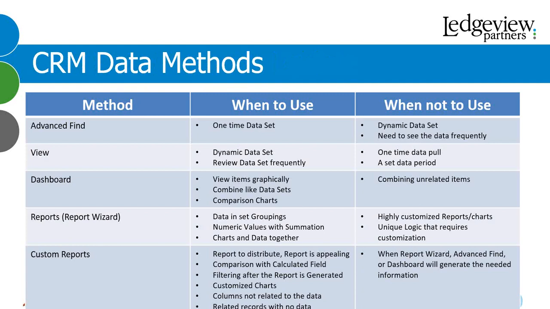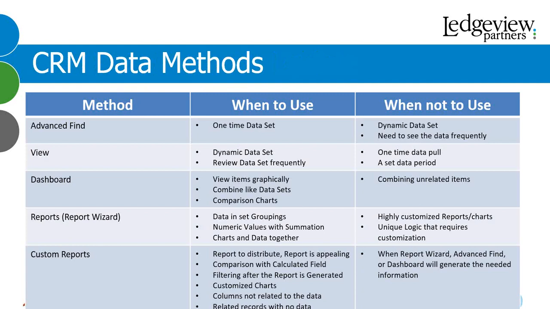When you don't want to use advanced find is when you're utilizing a view, which is essentially a saved advanced find, and it's when you want a dynamic data set. And what I mean by dynamic data set is simply you're looking at a point in time, 5 months in the future. And every time you run the report, run the advanced find or look at the view, it's going to look 5 months into the future. So that's a dynamic data set. If you want to look at that frequently, a view is your best bet.